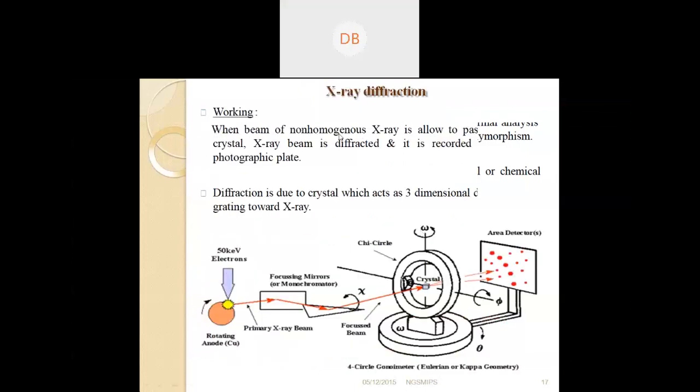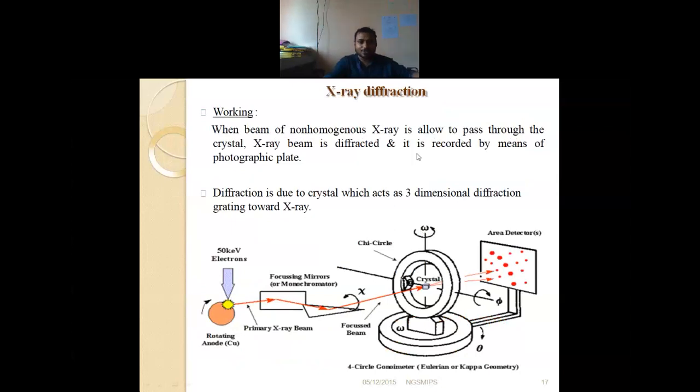So next we come to X-ray diffraction. What is X-ray diffraction? The working principle is: when a beam of non-homogeneous X-ray is allowed to pass through crystals, the X-ray beam is diffracted and is recorded by means of photography. Okay.